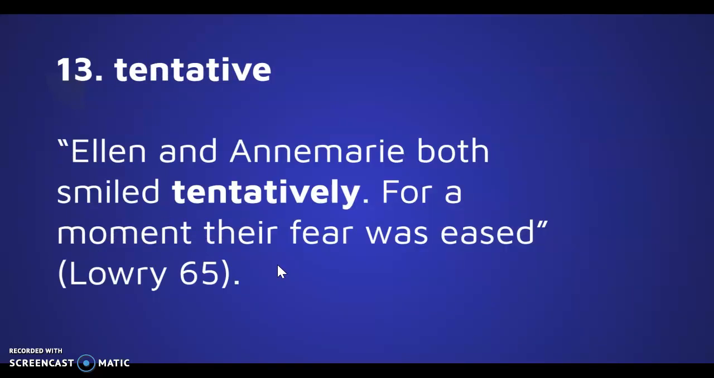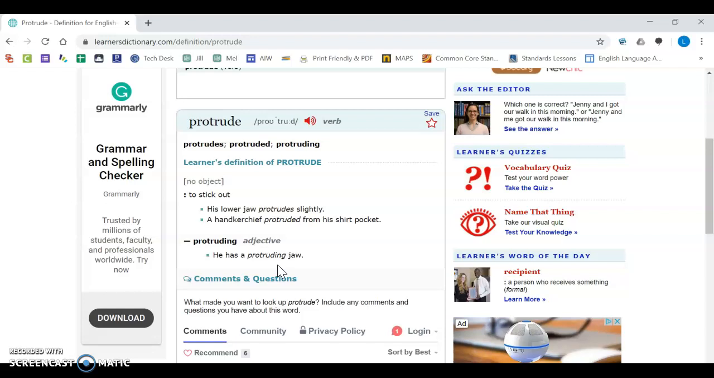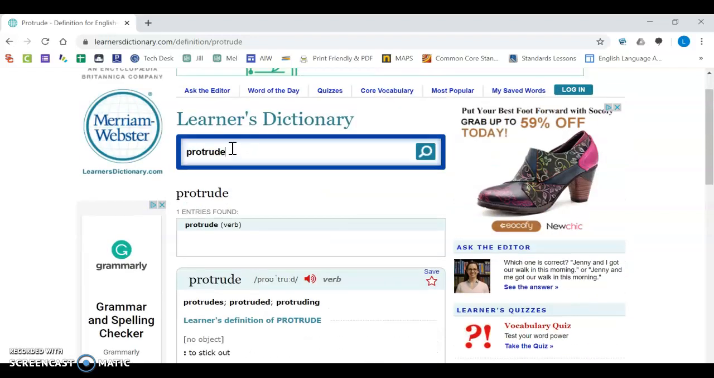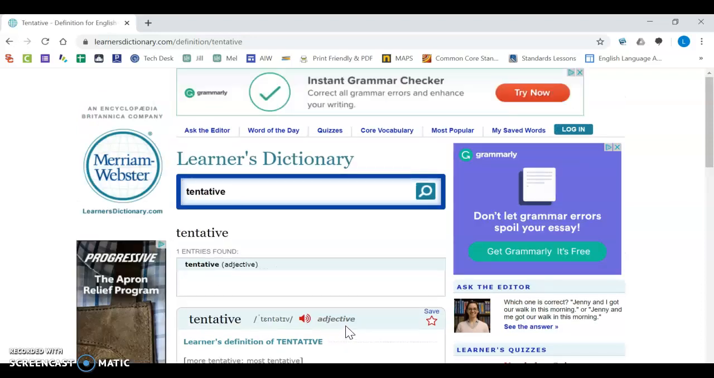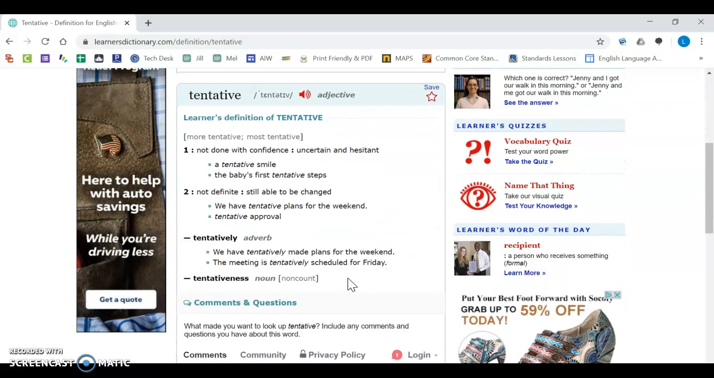Our next word is tentative. Ellen and Anne-Marie both smiled tentatively. For a moment, their fear was eased. So let's take a look at the word tentative. So tentative is an adjective. If we put that ly on the end, it becomes an adverb, but it has basically the same meaning. It's just used slightly differently in the sentence.